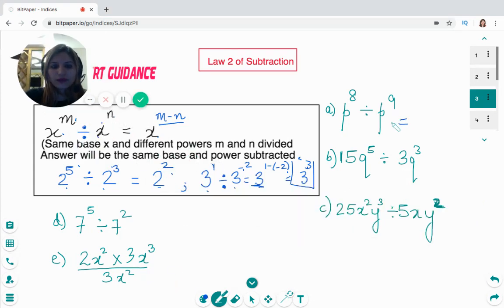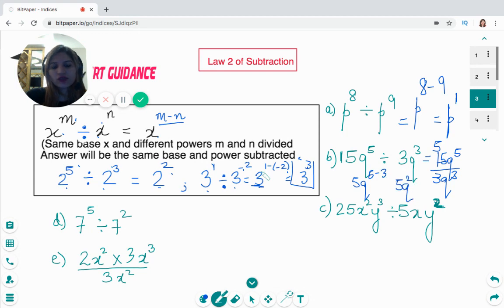Question number 1. p to the power 8 divided by p to the power 9. Same base, different powers, divided. You take away the 2 powers. So the answer would be p to the power minus 1. Here we can write it as 15q to the power 5 divided by 3q to the power 3. We divide the whole numbers. 15 divided by 3 is 5. And the powers become 5 minus 3. So the answer would be 5q squared.